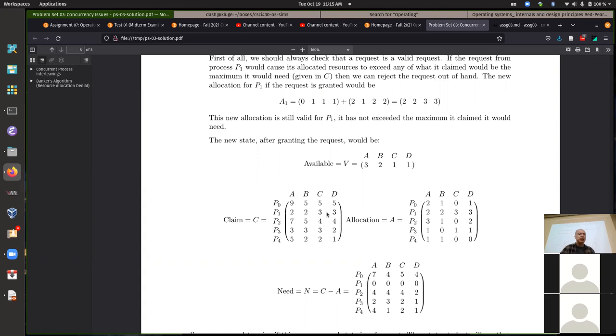Right. The claims will never change. So claims is the maximum that you claim that I would ever need in order to finish the work. And available should go down as well, because if you're allocating some additional resources, those resources become allocated, they're no longer available, right? We should see allocations go up, and available and need go down.